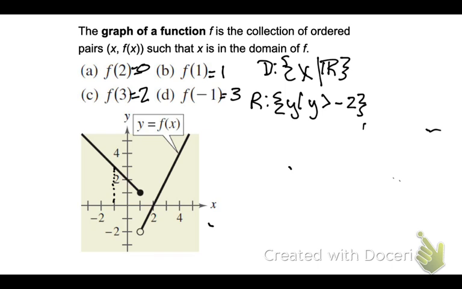Okay. How did you guys do? I think I got all of them right. I just didn't do the domain and range. It took me how long to do the A through D.